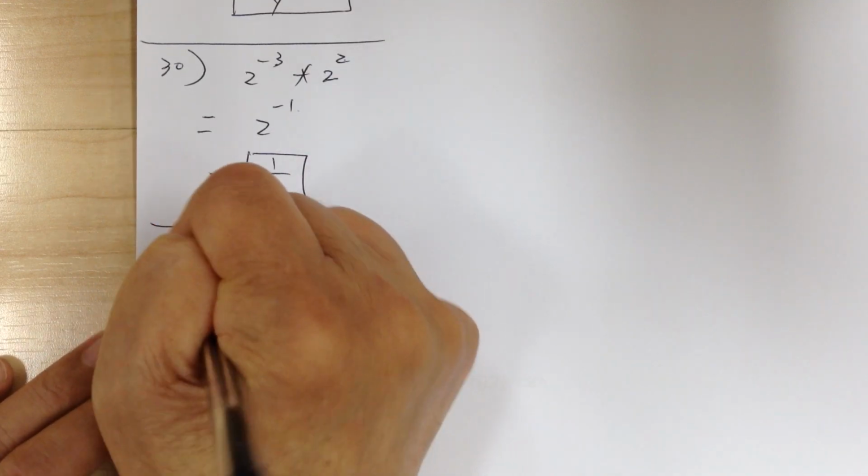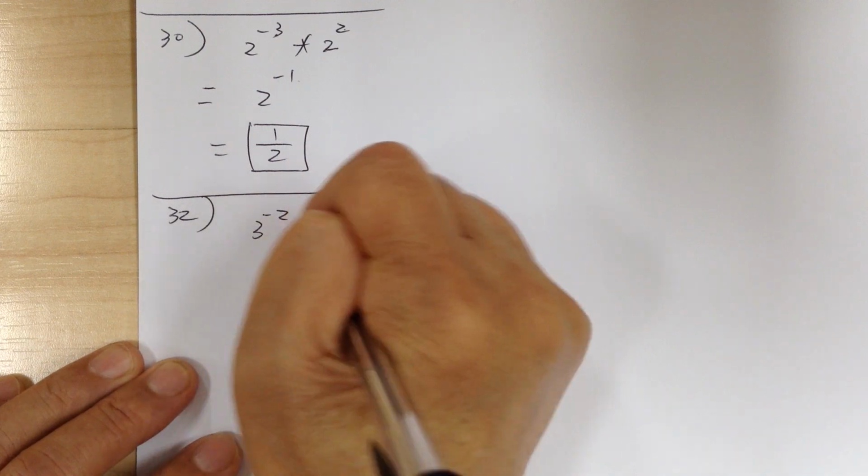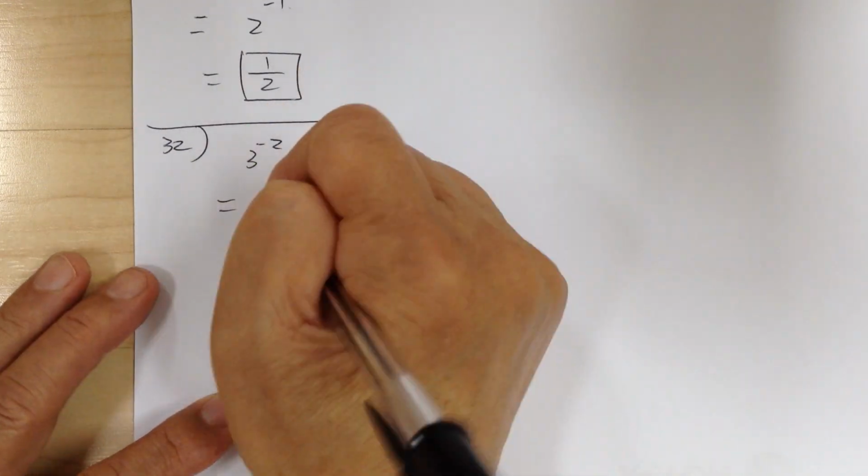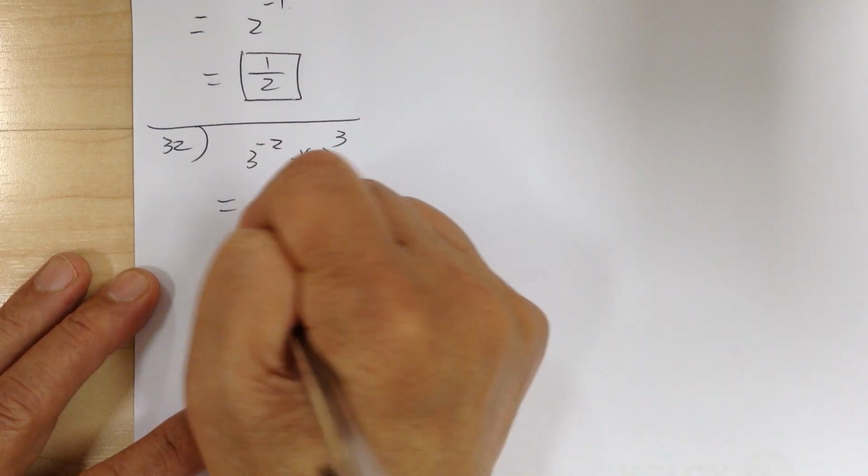Okay. 32, you got 3 to the negative 2 power times 3 to the 3 power. I can apply the product rule, so you add the exponents, it becomes 3 to the 1, and so it becomes 3.